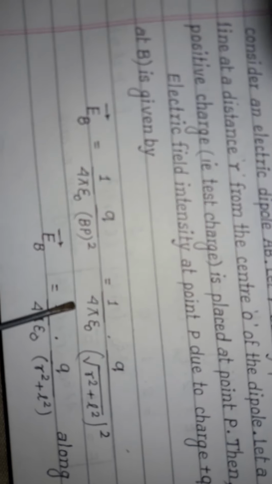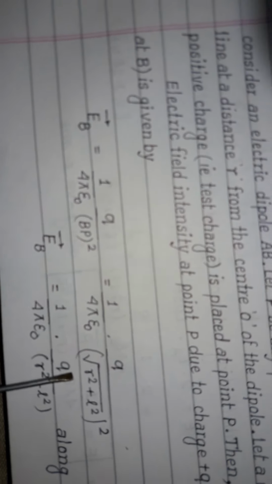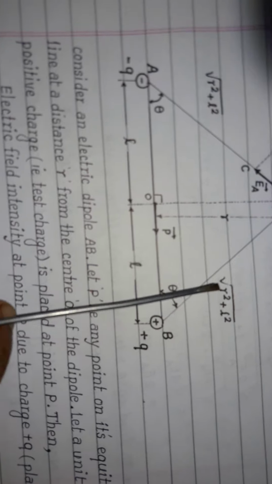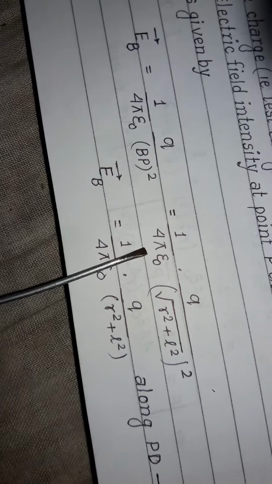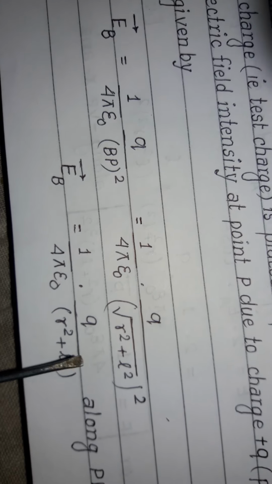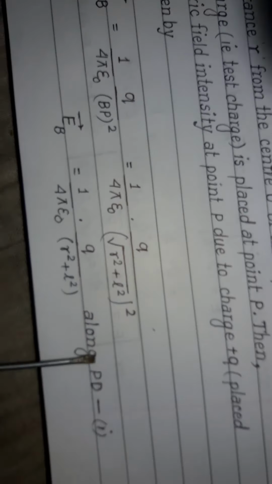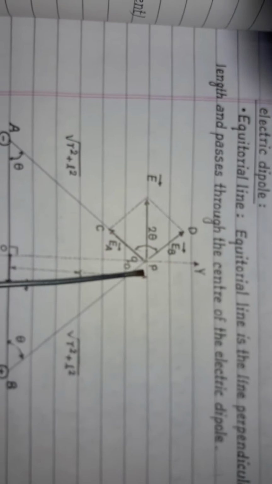So E_B equals 1 by 4 pi epsilon naught, Q by the root of (R square plus L square) whole square. This whole square and root will cancel out. So net E_B equals 1 by 4 pi epsilon naught, Q by (R square plus L square). And what will be the direction? Along PD. Clear?